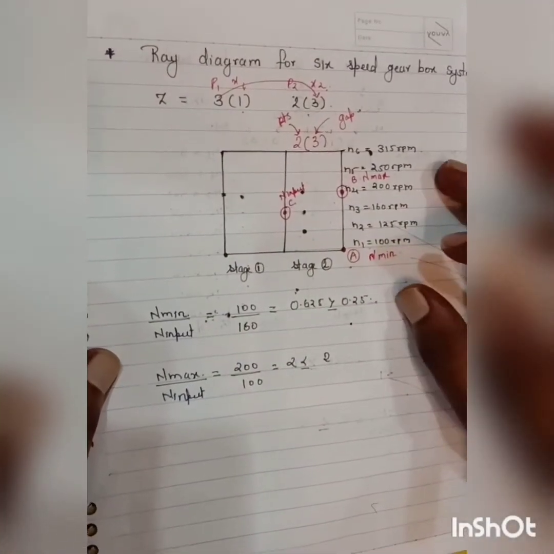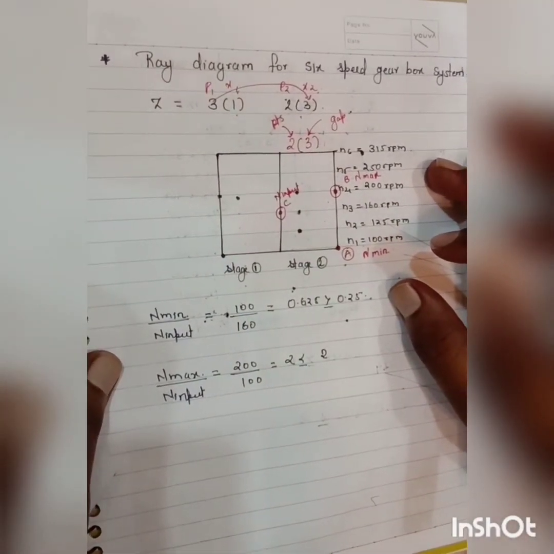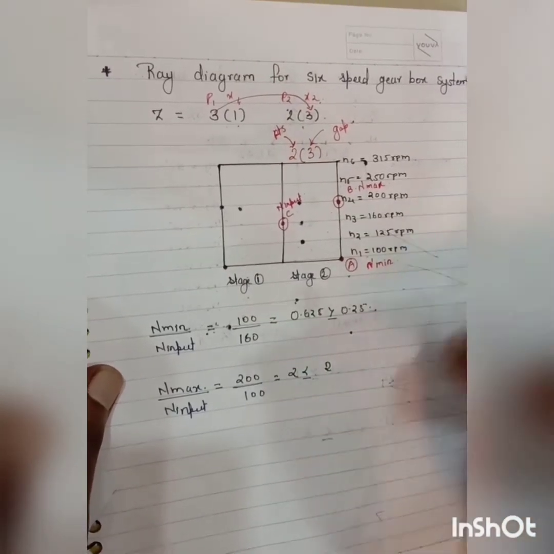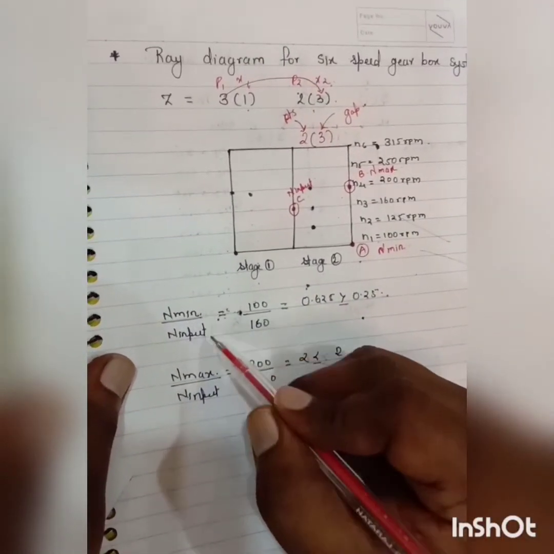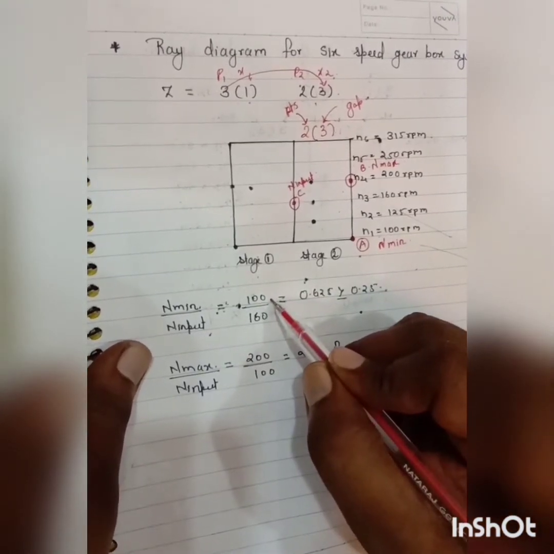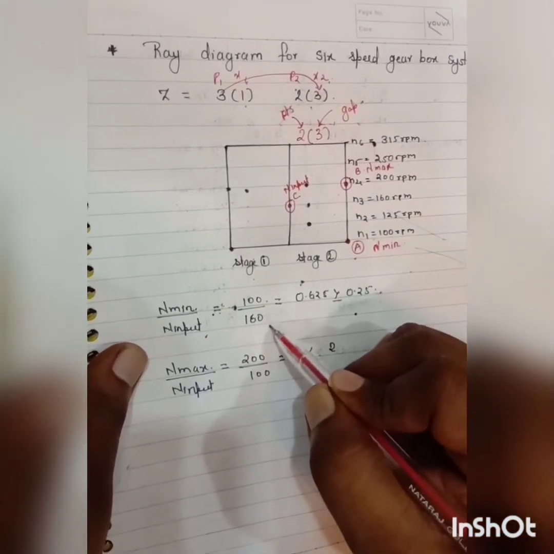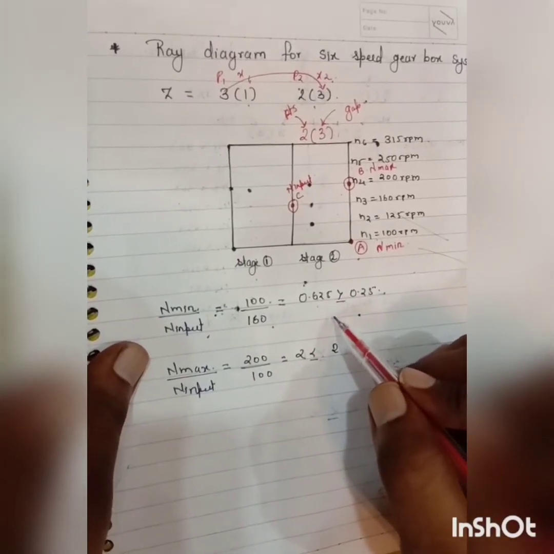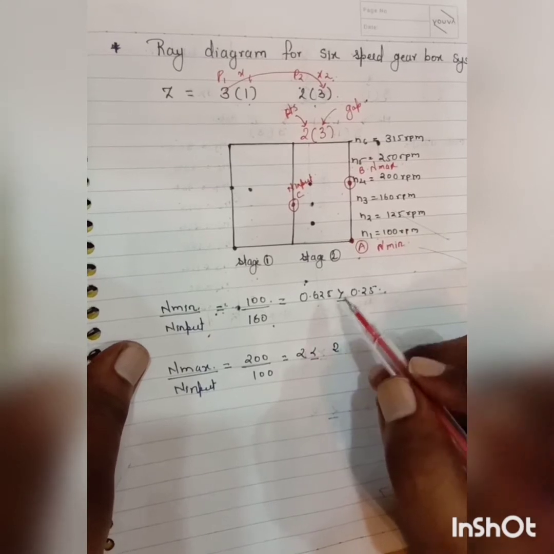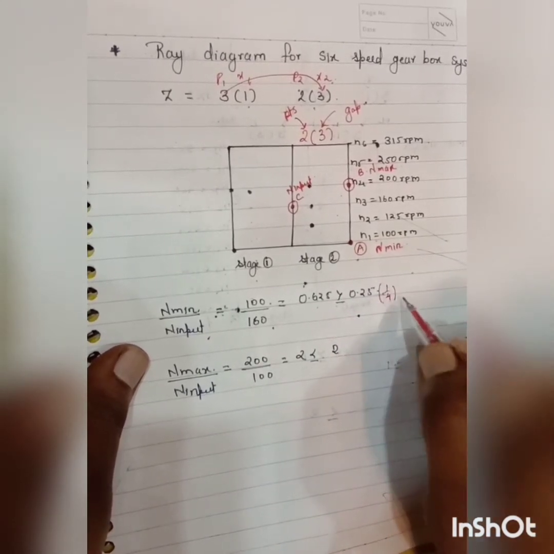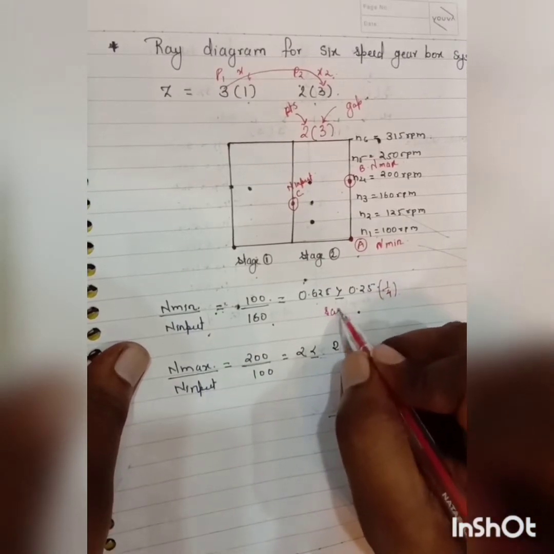Now before drawing a ray diagram you should satisfy a criterion, and the criterion is the ratio of N minimum to the N input. Here N minimum is 100, the N input which we are taking is 160, and the value of the ratio comes to 0.625. It should always be greater than or equal to 0.25 or 1 by 4. So in this case it is satisfied.